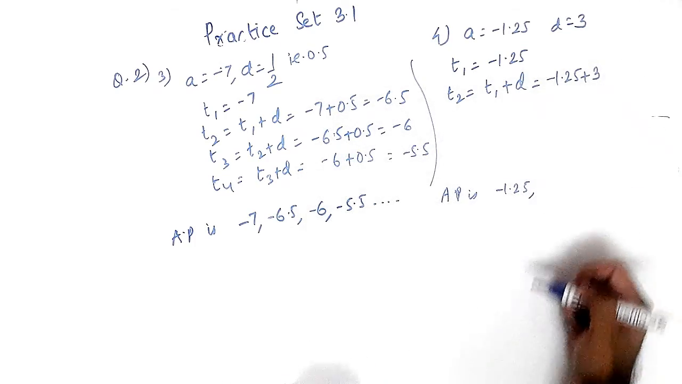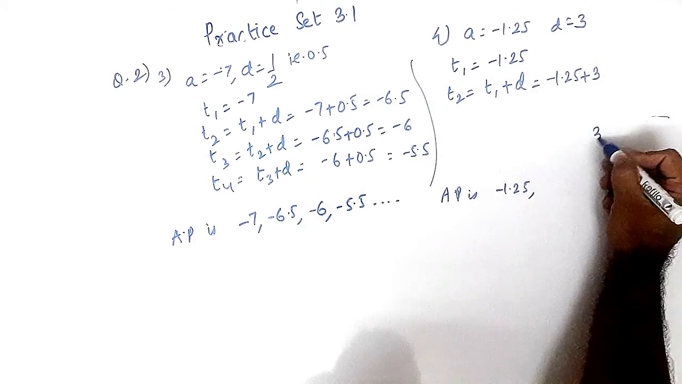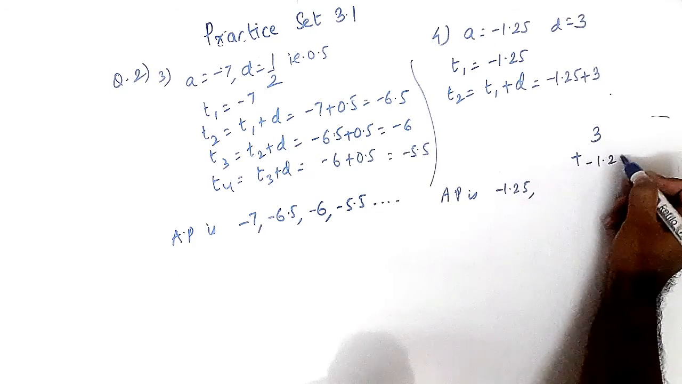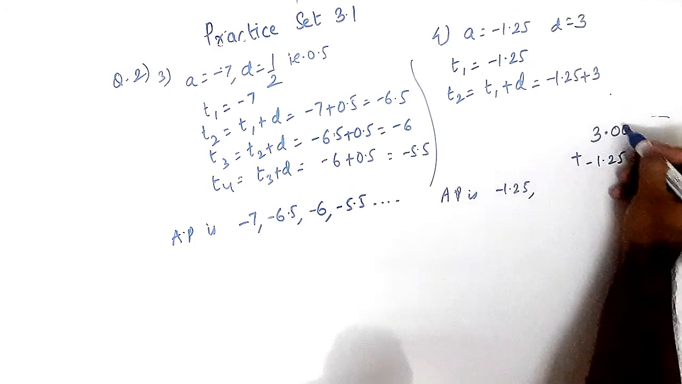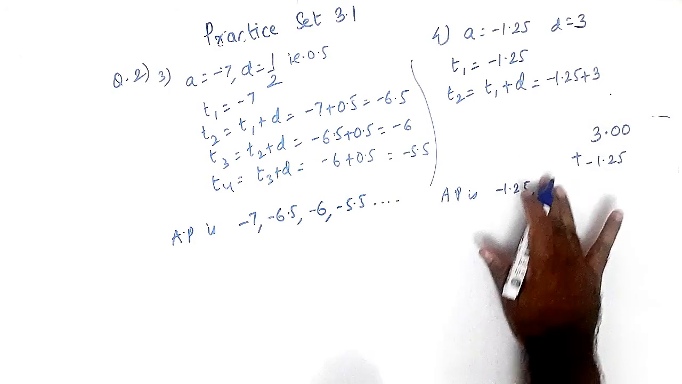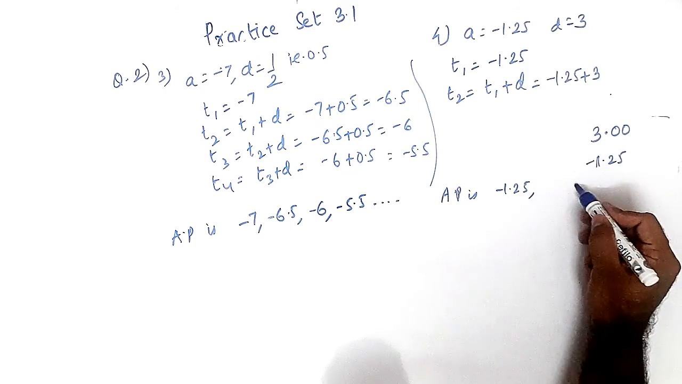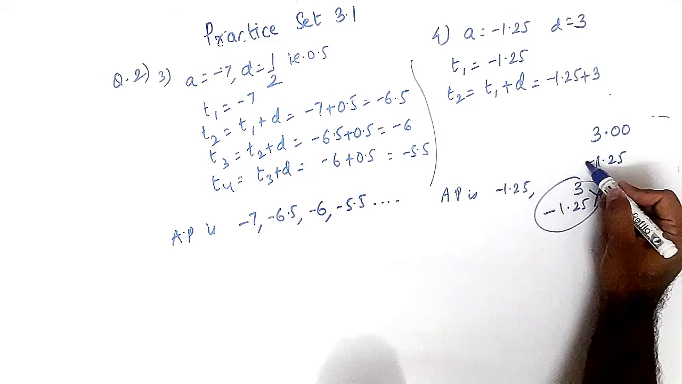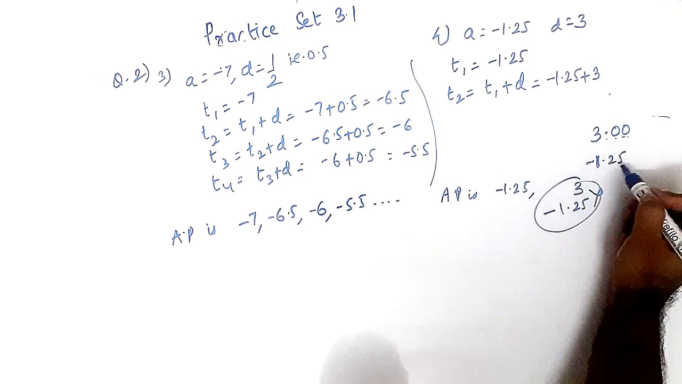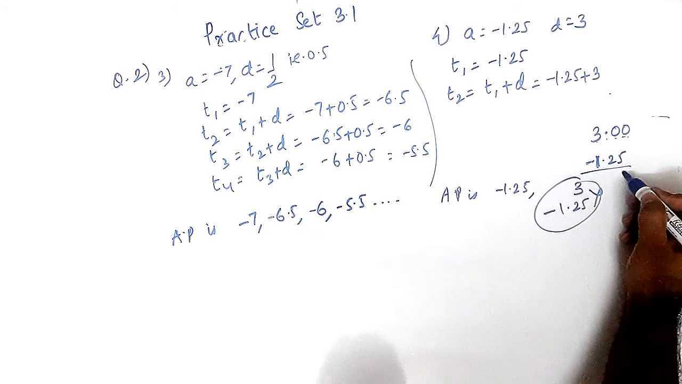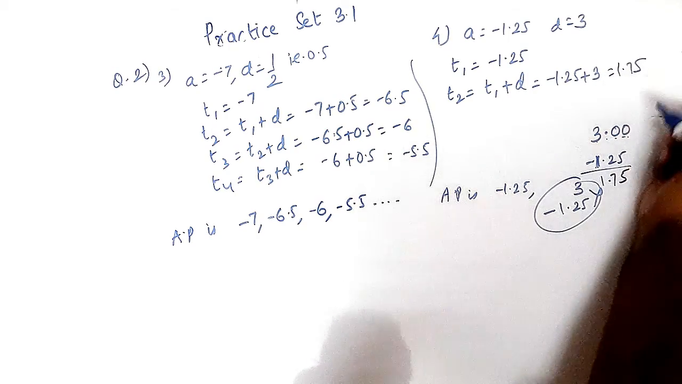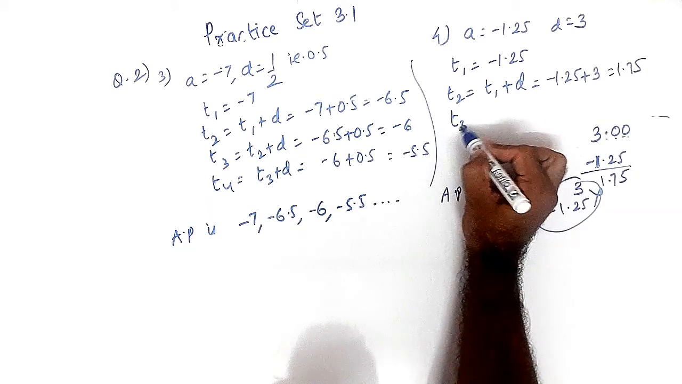Many of you make mistakes here. 3 plus minus 1.25, so this I will write 3.00. What mistake generally children do is they write 3 minus 1.25. This is wrong. 3 minus 1.25 means 3.00 minus 1.25. So this will become 5 plus 5, 10; 3 plus 7, 10; 1, 2 plus 1, 3. Okay, so it is 1.75.